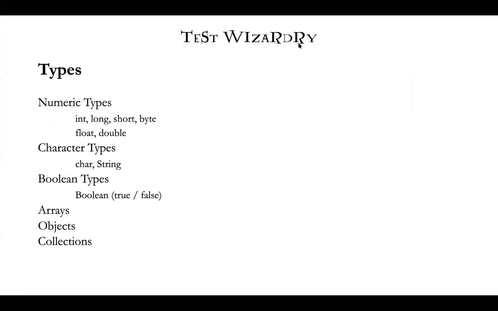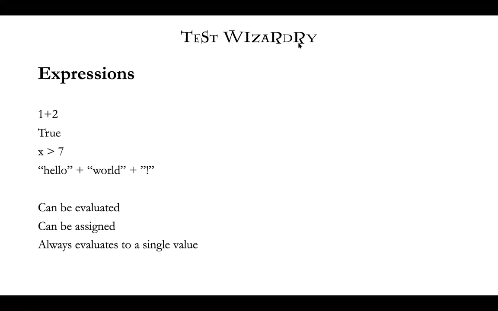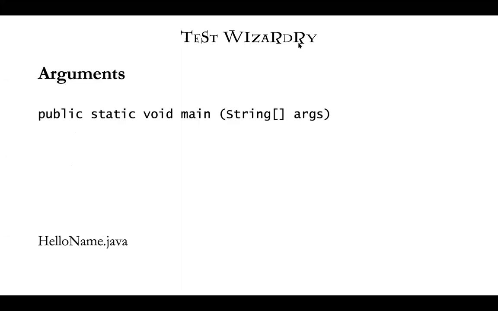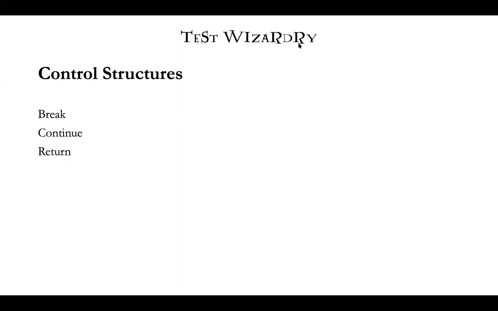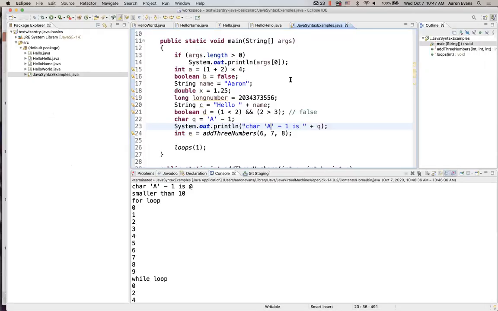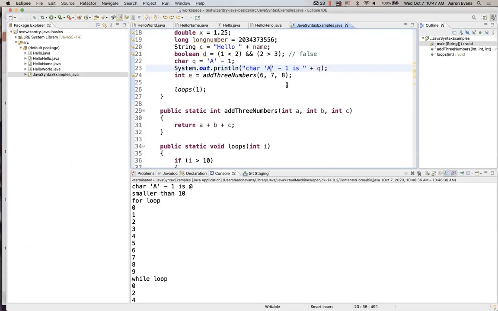Oh, nope, it's not. Arrays and objects and collections, we'll get to those in the future. We've already seen an array using brackets for the arguments. We've talked about expressions, loops, conditionals. I think we've gotten through all this before, and control structures, break, return, continue. That probably bears a point here.